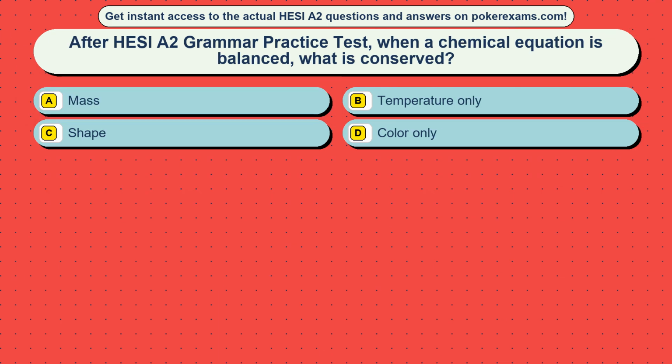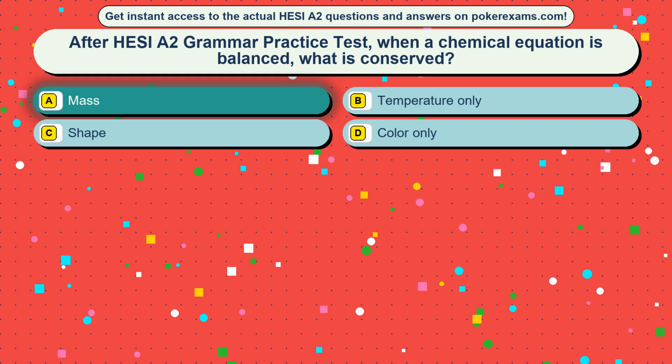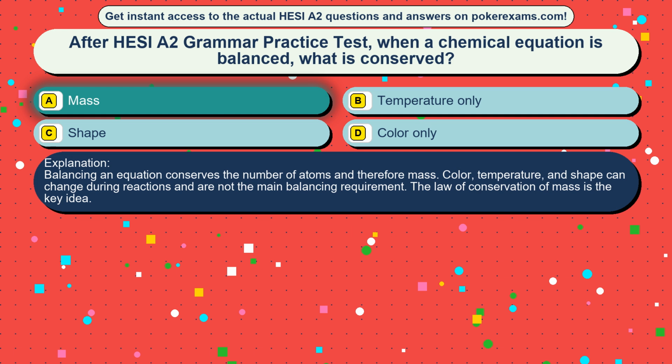Question 46. After HESI A2 Grammar Practice Test, when a chemical equation is balanced, what is conserved? Option A, mass. Option B, temperature only. Option C, shape. Option D, color only. The correct answer is option A, mass. Balancing an equation conserves the number of atoms and therefore mass. Color, temperature, and shape can change during reactions and are not the main balancing requirement. The law of conservation of mass is the key idea.